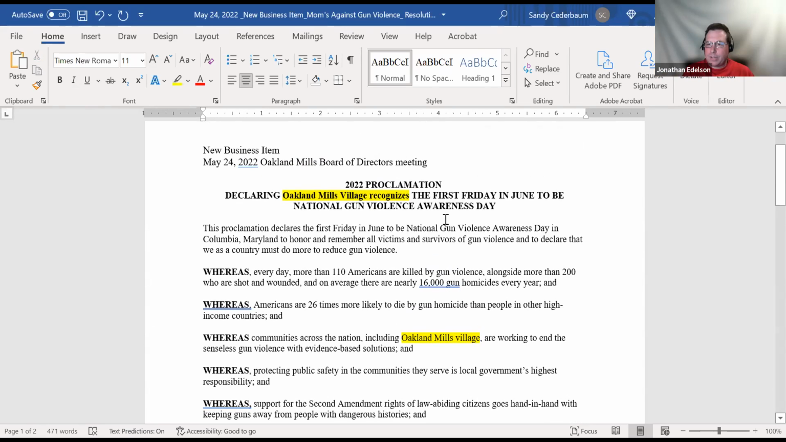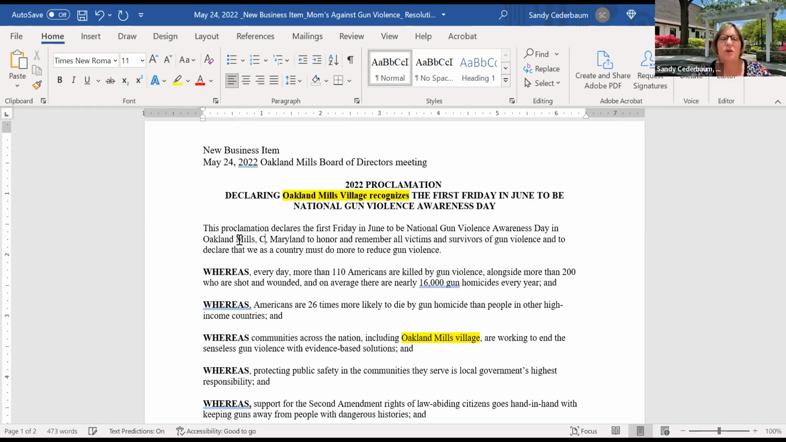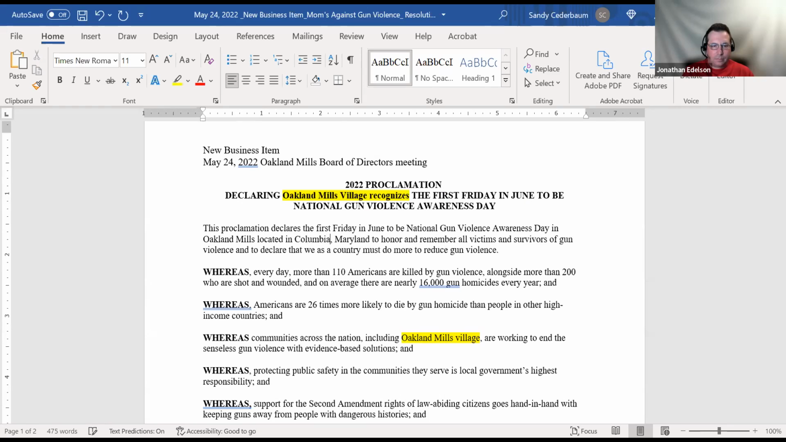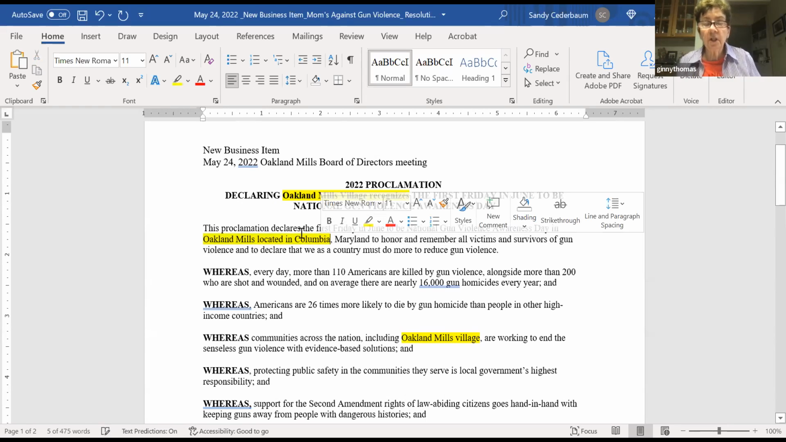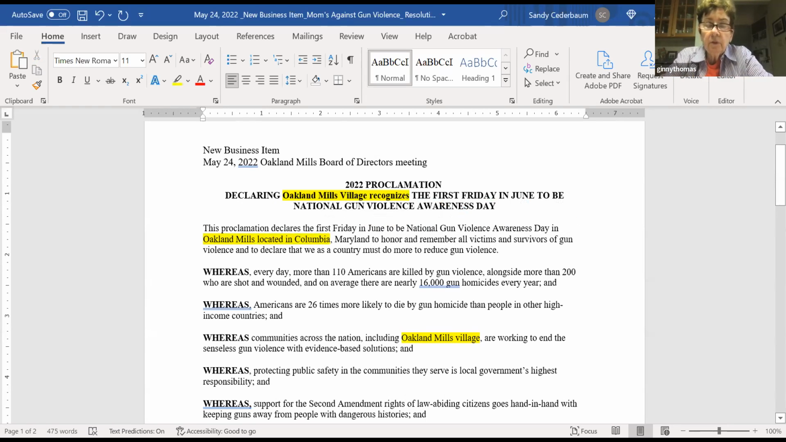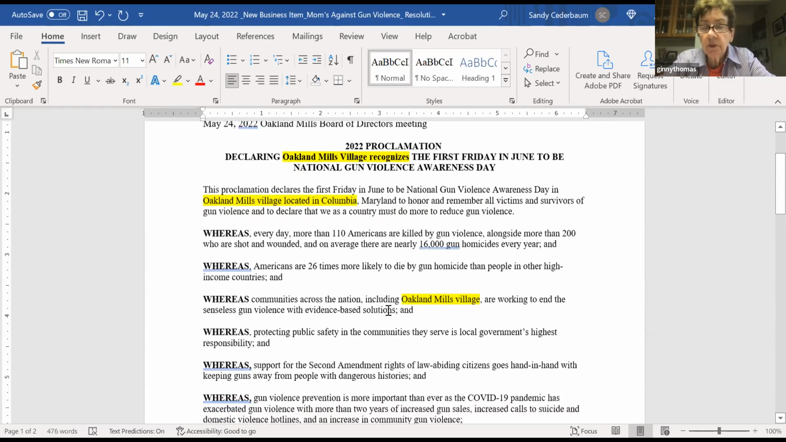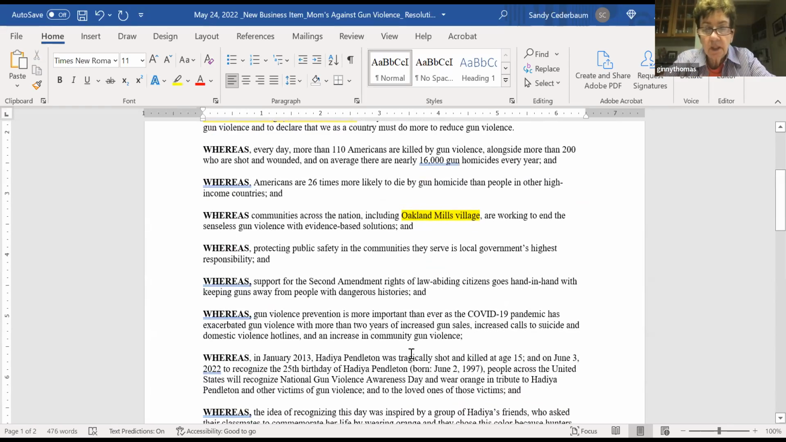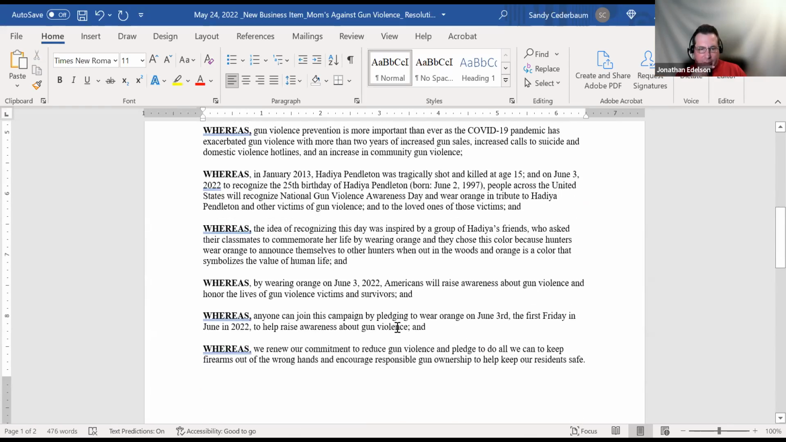All right, is there any further discussion? What about that first paragraph where it says, Oh, good catch. Oakland Mills, Columbia, in Columbia, Maryland. Yeah. If this passes, can we give you the authority? And Sandy, if you spot another one where it should be Oakland Mills, you can just change it and not have to come back? Yeah, I think we can do that, but I think that is everything.